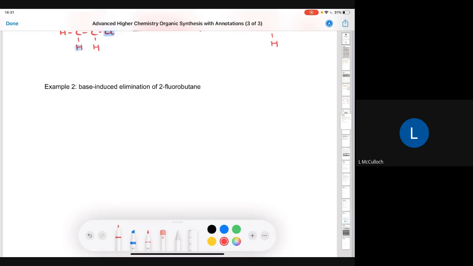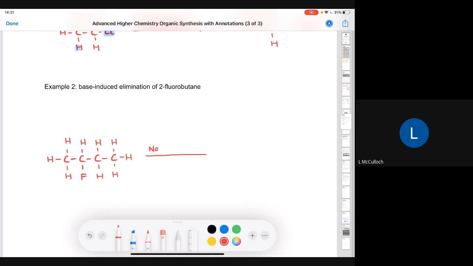So I'm going to start drawing my diagram for 2-fluorobutane down a bit, because we're going to split our reaction arrow into two so that we can see the two products that are going to form in this reaction. So I'll draw my 2-fluorobutane out, popping my fluorine atom on the second carbon, like so.